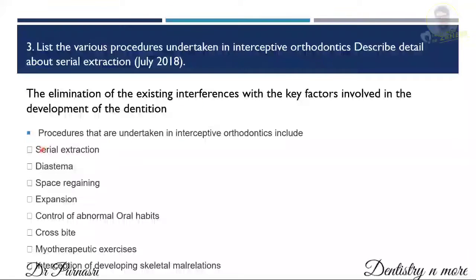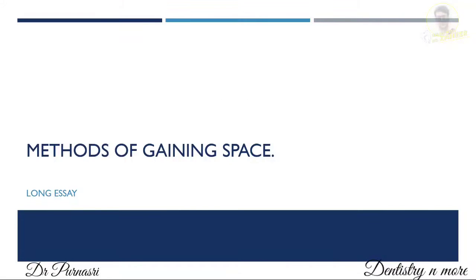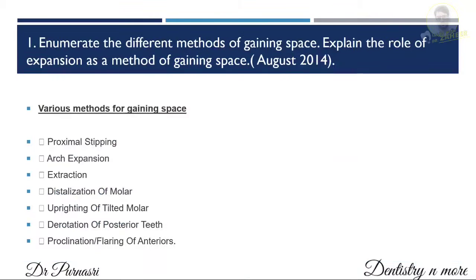So the procedures are serial extraction, closure of diastema, space regaining, expansion, control of abnormal oral habits, crossbite correction, myotherapeutic exercises, and interception of developing skeletal malrelations. Coming to our next topic, methods of gaining space. Enumerate different methods of gaining space. Explain the role of expansion as a method of gaining space.